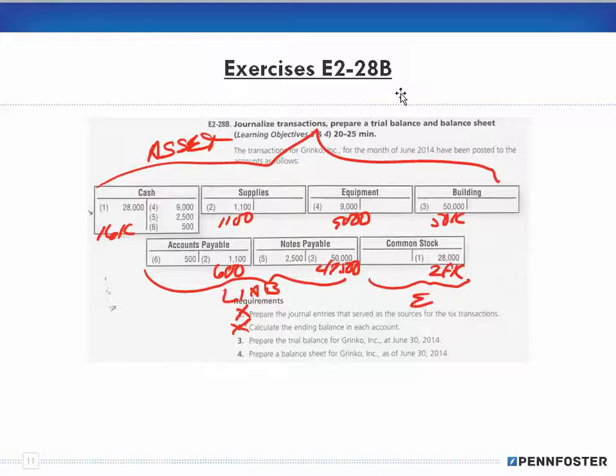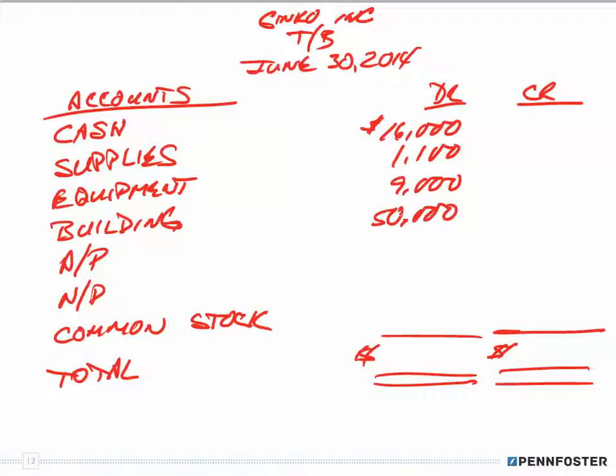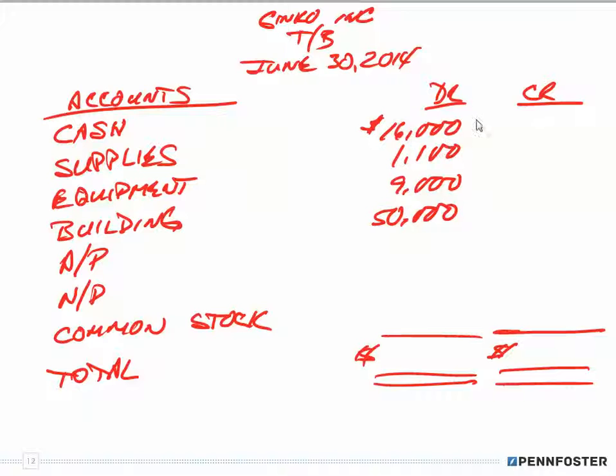So what was my balance in the cash account? I have 16,000, 1,100, 9,000, 50,000. So for cash, I put a $ sign because it's the first number, the first amount in that column. So that's 16,000. And then I had 1,100 for supplies, 9,000 for equipment, and 50,000 for the building.